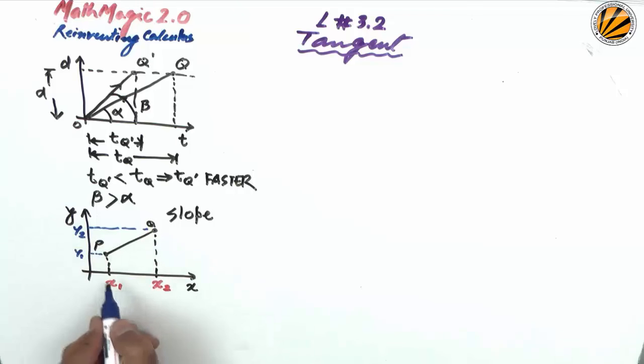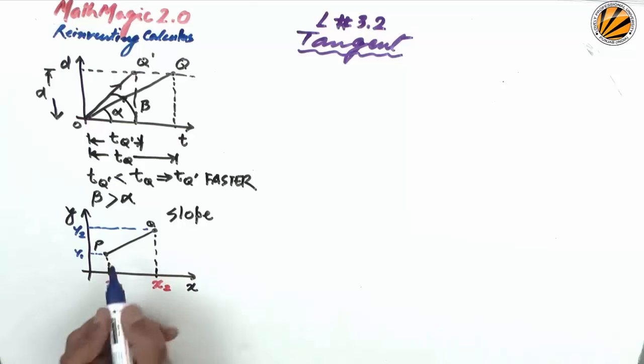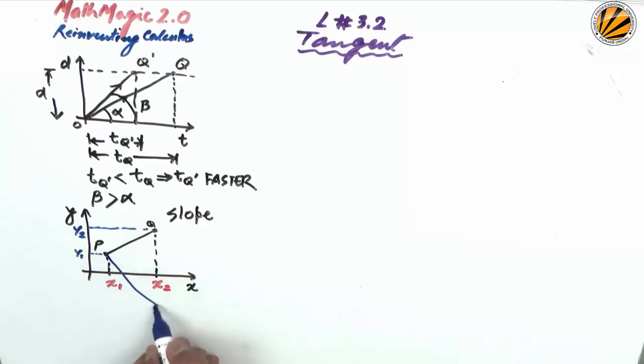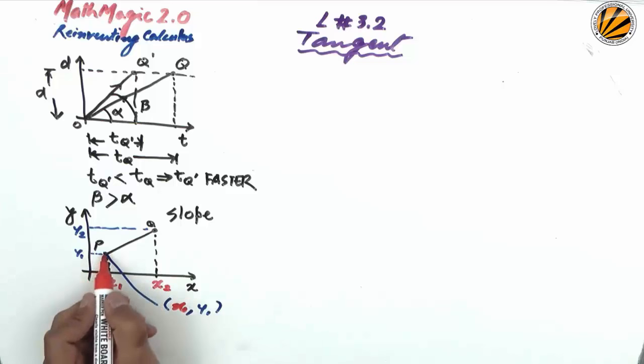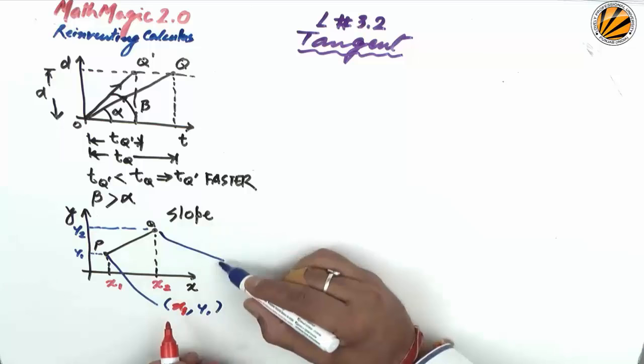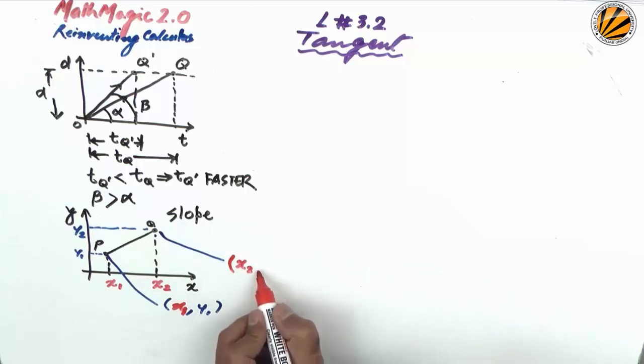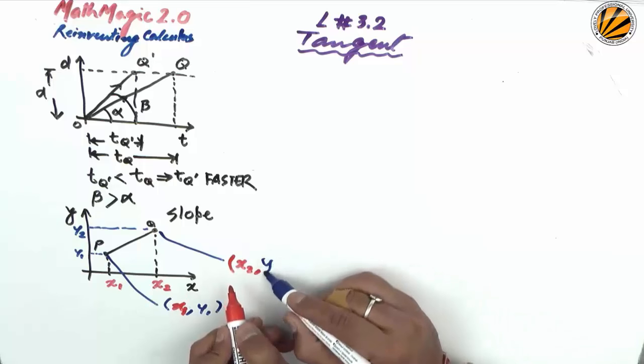This is the input. For P, the input is x1 and the output is y1. If we look at the coordinate system here, this would have y1 and this would also have the coordinate x1. So the coordinate of P is nothing but x1 and y1. For Q, we are going to have the coordinates x2 and y2.